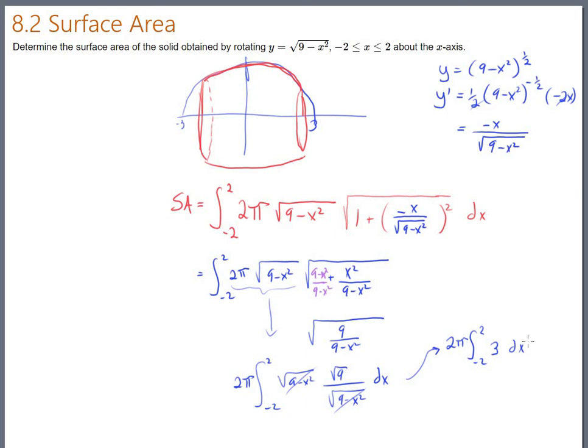The fact that it's based on a sphere, and there's just a basic geometry formula for a sphere, is why this integral got so simple. But let's go ahead and finish the integration.